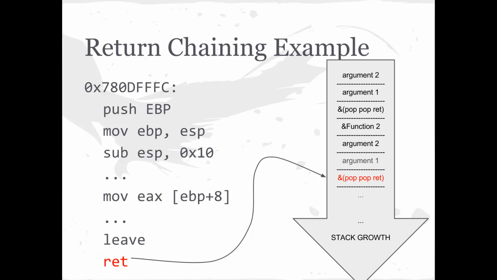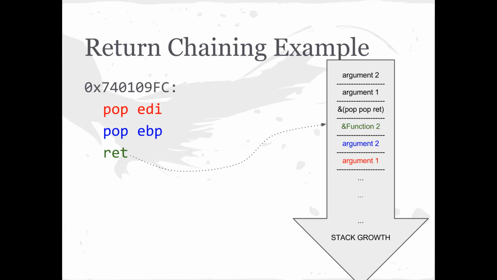And this is going to, for instance, if we have pop EDI, pop EBP, EDI is going to take argument 1, EBP is going to take argument 2, and then it's going to return. And that's going to go to function 2, and so on, and so on.